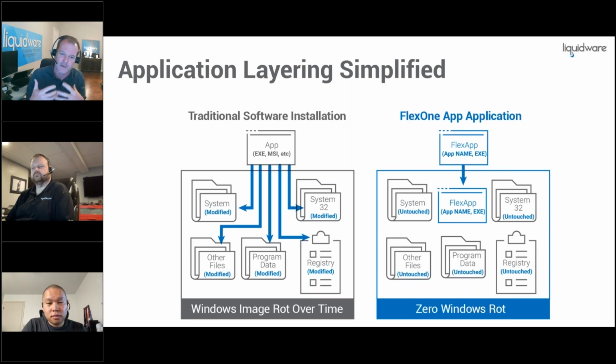This is what causes Windows image rot over time and slows things down. If you could start to look at processes after a couple of years of an image, you'd see that there are rogue processes running from applications that have been long uninstalled that did not uninstall cleanly. There's going to be registry keys all over the system. And that's just the way that traditional software installation in Windows has always worked.